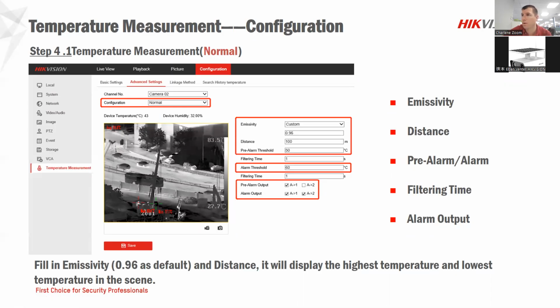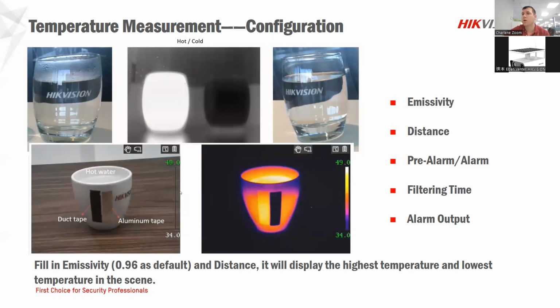Very straightforward. All right. So over here, we've got just a little bit of an idea. You've got two glasses. One is hot water, one is cold water. And that's how it's going to look on bispectrum itself. So you can set the camera to focus more on the cold side or the hot side. Again, it depends on your application.